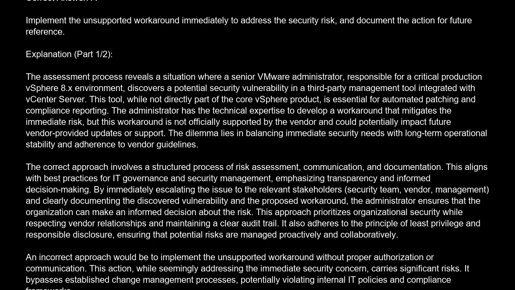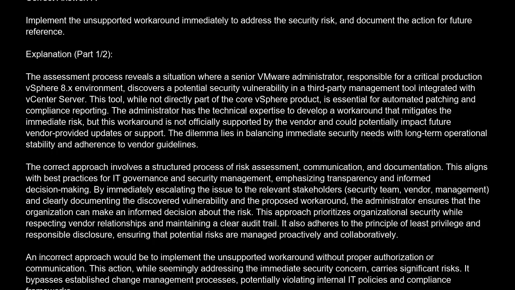This tool, while not directly part of the core vSphere product, is essential for automated patching and compliance reporting. The administrator has the technical expertise to develop a workaround that mitigates the immediate risk, but this workaround is not officially supported by the vendor and could potentially impact future vendor-provided updates or support. The dilemma lies in balancing immediate security needs with long-term operational stability and adherence to vendor guidelines.